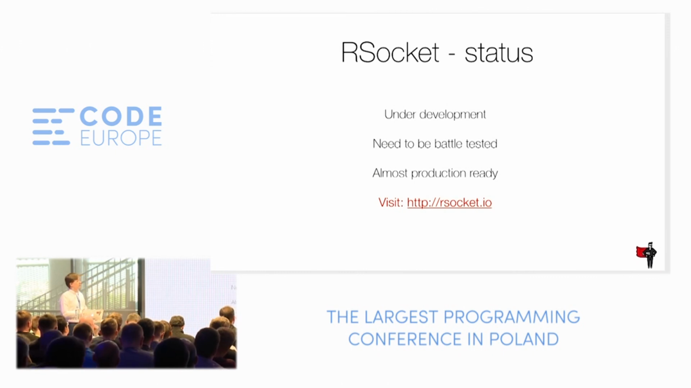So what is RSocket's status right now? It's still under development. It is available on GitHub. When you visit RSocket IO, you can see all the implementations and the specification of the protocol. It needs to be battle tested, and I was in contact with developers from Netflix and Facebook, and they are using it in some parts of production and testing it in internal communication. I hope that in the future it will be developed further and maybe used as a communication layer, because it's a cool abstraction layer.